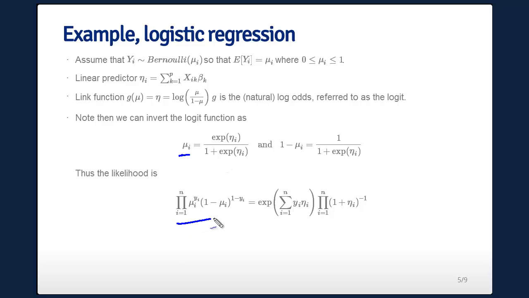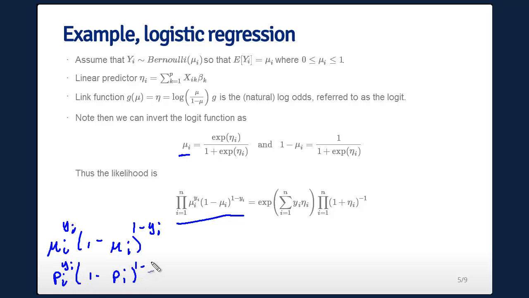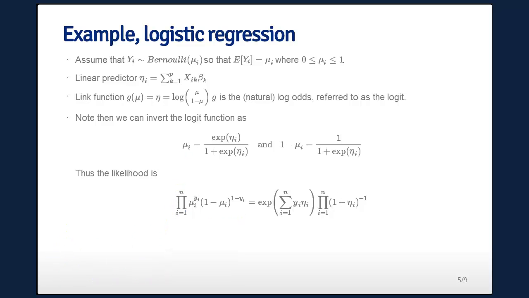Let's just write out the likelihood for all of the mu's. You remember the Bernoulli likelihood is mu i to the yi times 1 minus mu i to the 1 minus yi. Maybe you remember it more as pi to the yi times 1 minus pi to the 1 minus yi, but we've just relabeled p as mu. Then we take a product in front of it, because there are a bunch of independent observations and the likelihood takes the product.